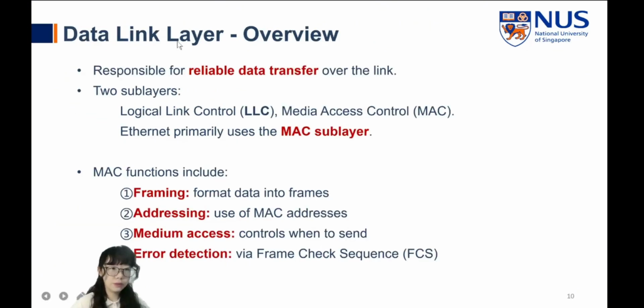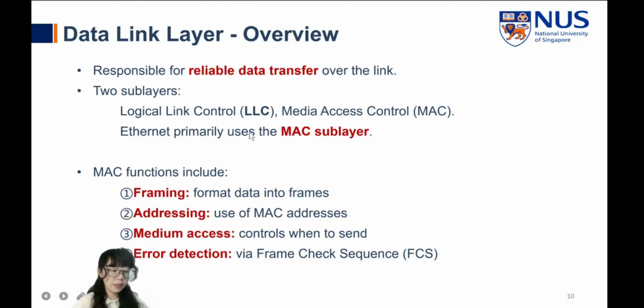Now let's move on to the data link layer in Ethernet. The main job of this layer is to make sure data is sent reliably over the link. In Ethernet, the data link layer has two parts, the LLC and the MAC. But in practice, most of the time we only care about the MAC sublayer, because that's where all the important stuff happens. The MAC layer handles 4 main things.